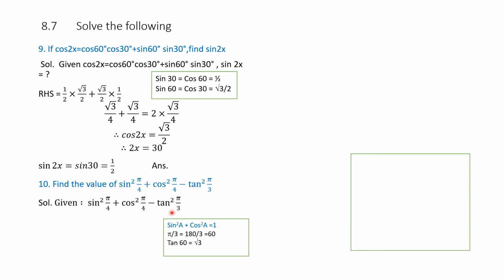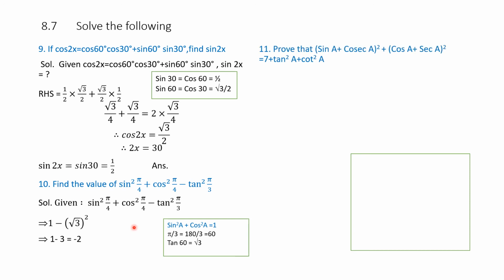And now, we have to find the value of tan squared pi by 3. Pi by 3 is 180 by 3, that is equal to 60. So, tan 60 is equal to root 3. Therefore, we get 1 minus root 3 whole square, that is equal to 1 minus 3, that is equal to minus 2. That is the solution.